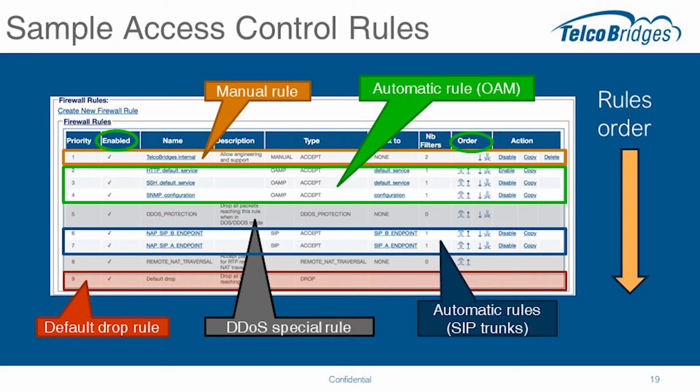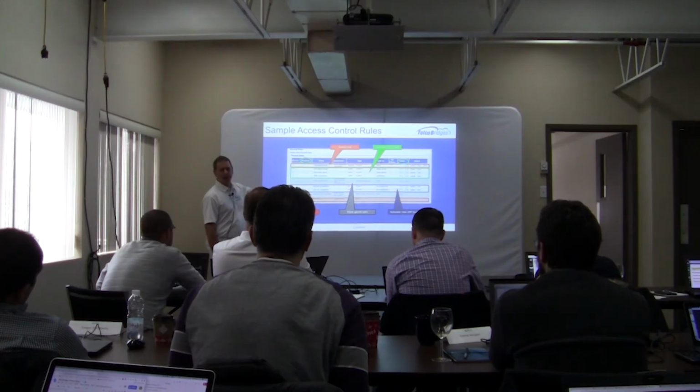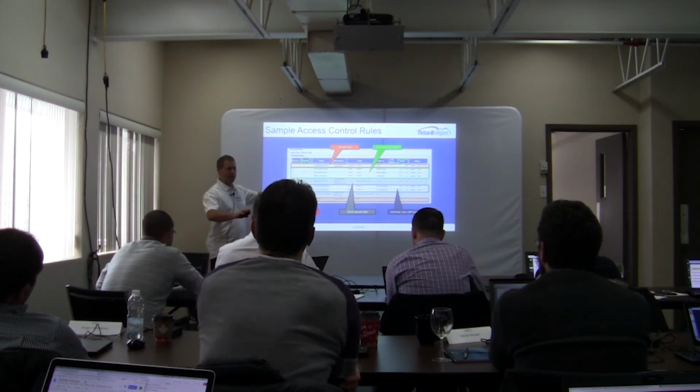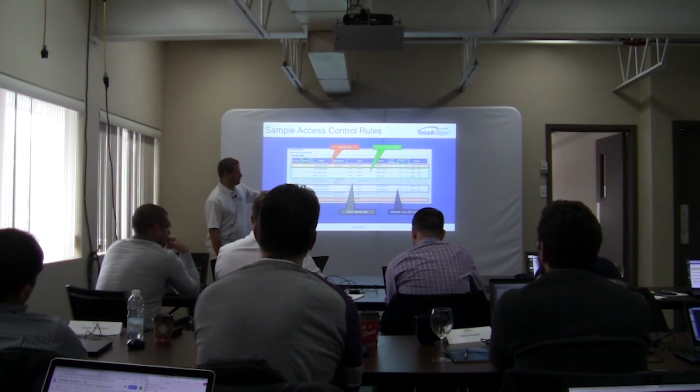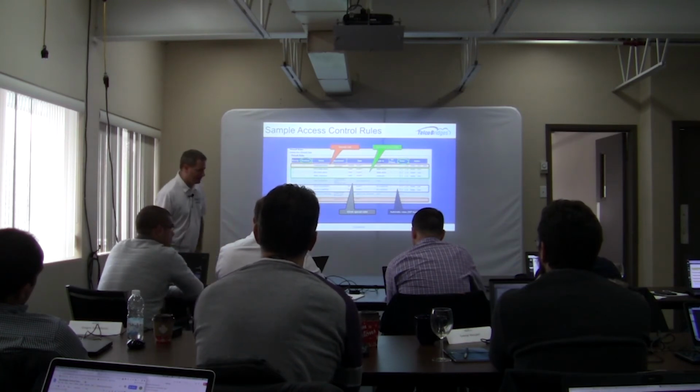The automatic rules for the OAM, that's HTTP, SSH, and SNMP. The automatic rules for the SIP trunks, all the NAPs that are configured. Manual rules, so you can add your own rules to the system. And DDoS. If ever we get into a DDoS mode, then everything else is dropped. It will never get any more packets. Anything that is open now will stay open, but the others will be dropped. Just not sure for how long. We can check for how long this is created.